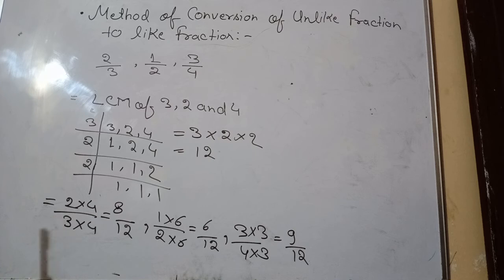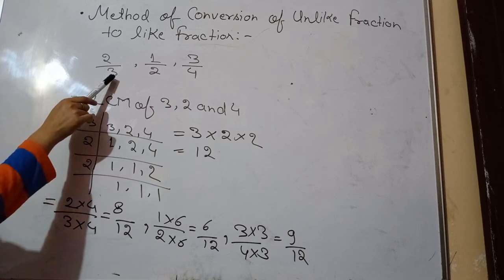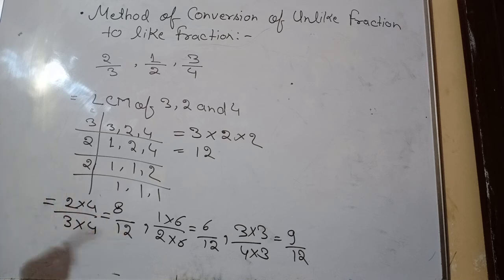Now, after getting the LCM, we have to find out which number we have to multiply in the denominator to make it 12. So, 2 by 3 is the first fraction, 1 by 2 is the second fraction and 3 by 4 is the third fraction. So, what should I multiply here to get 12? Simply 3 4s are 12. So, I will multiply 4 in the denominator as well as in the numerator. So, 3 4s are 12 and 2 4s are 8.